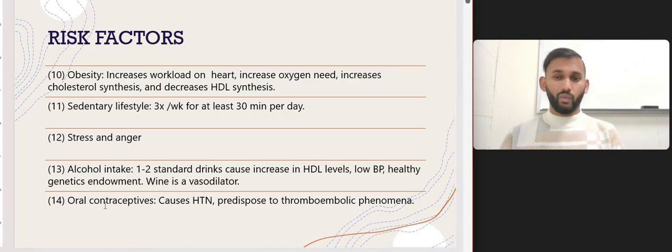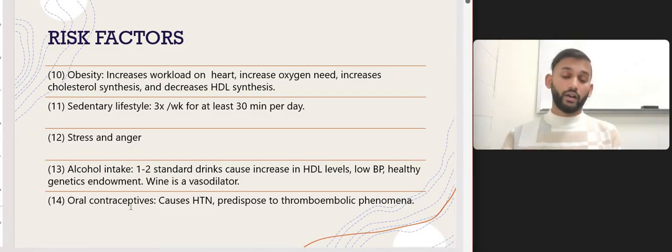Alcohol intake, 1 to 2 standard drinks can cause an increase in HDL, lower blood pressure, healthy genetics endowment. Wine is a vasodilator. So when we talk about alcohol, it's not good for you. But when we talk about wine, especially red wine, it seems to be more cardioprotective in nature. But alcohol consumption in severe amounts again can cause coronary artery disease.